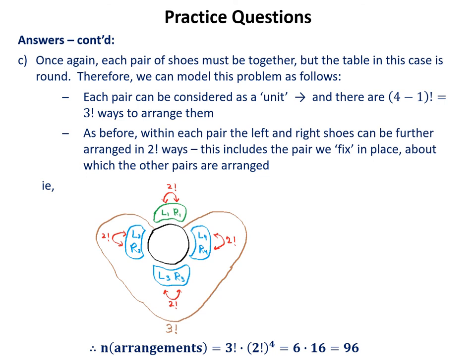And then all we do to finish the problem is the same thing we did in part B. For each of these circular arrangements, we can still have 2 factorial arrangements within each pair. And of course, there's 4 of these. So that gives us our final answer of 3 factorial times 2 factorial to the 4, which equals 6 times 16, which equals 96.